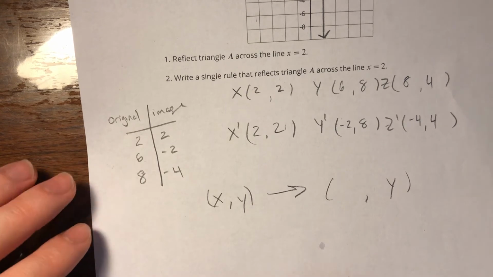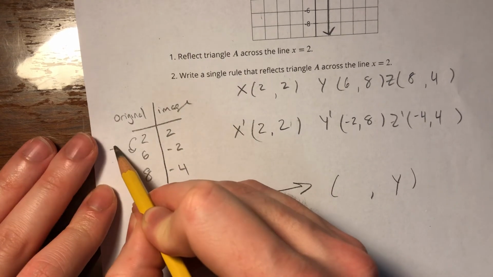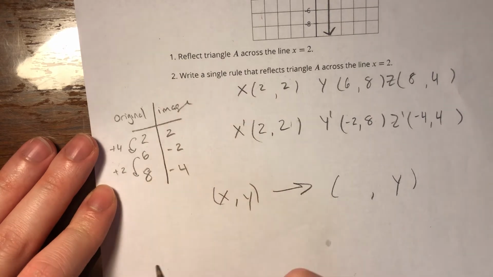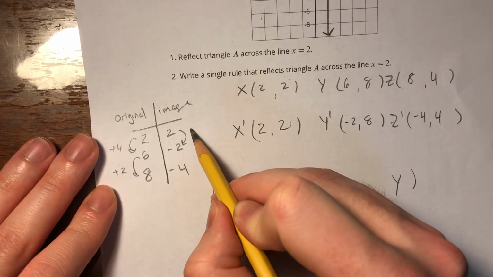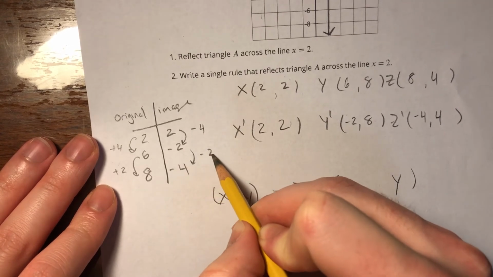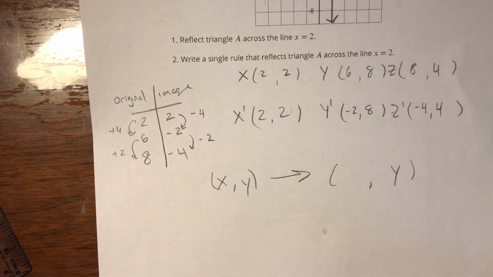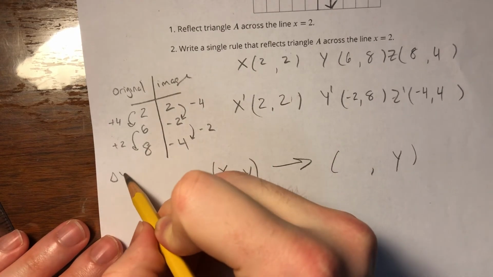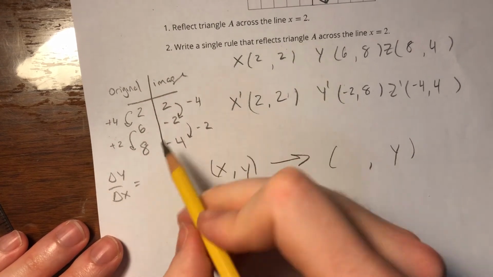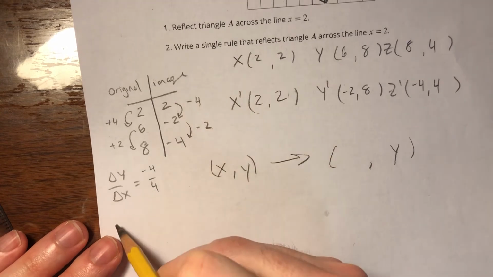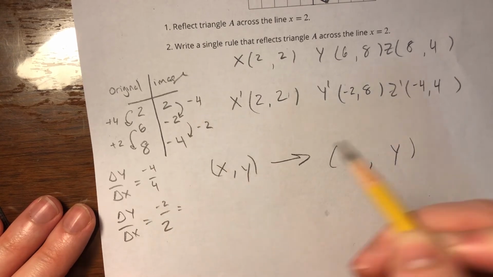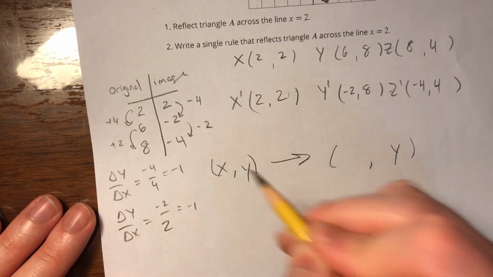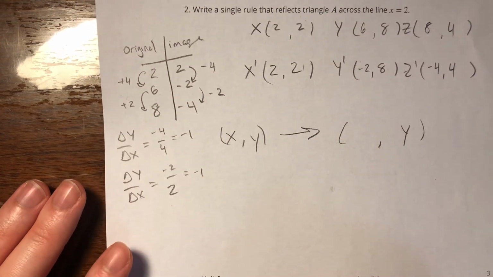So first thing I'm going to do is look at my rate of change. So I see +4, +2. And here I've got -4, -2. So that is a consistent rate of change. If I do my change in y over change in x here, I can get -4 over 4, or I can get -2 over 2, and that's just equal to -1. In both cases, I get a slope of -1.